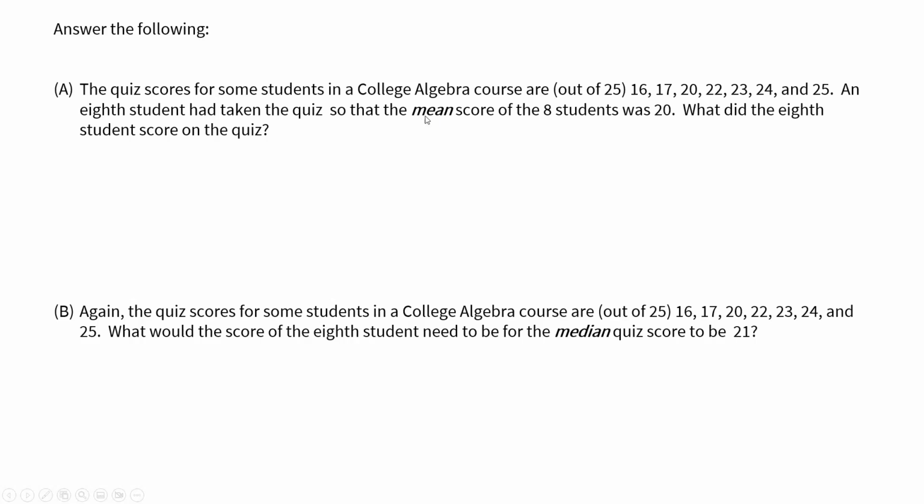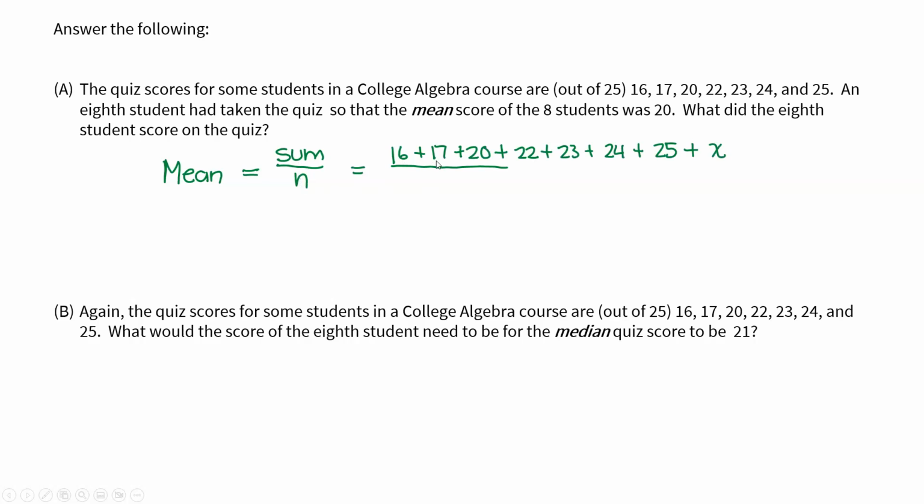For this situation for the mean, it's actually not too bad because you have the sum of the first 7 that could be found. You're only looking for the 8th score, and you know what the mean is. So basically, you know the mean, which is the sum over the total number of scores. In this case, you're going to have the 16, 17, 20, 22, 23, 24, and 25 all added together with an unknown score. We're going to call that x. And if you divide that by 8, that should equal 20.